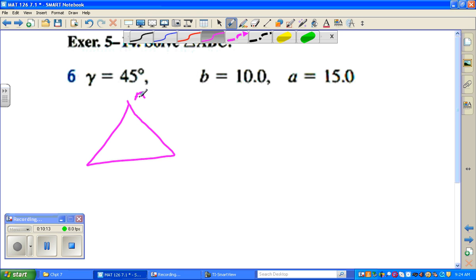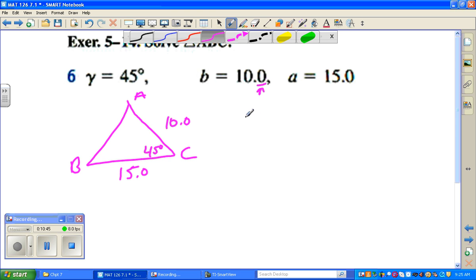All right. So here's A. Here's B. Here's C. My picture rarely changes. C is 45 degrees. B is 10.0. That usually tells you how to write your solutions. Okay? And A is 15.0. That means they're rounding to the nearest tenth. Okay? Now, we have to find what first? Small c.